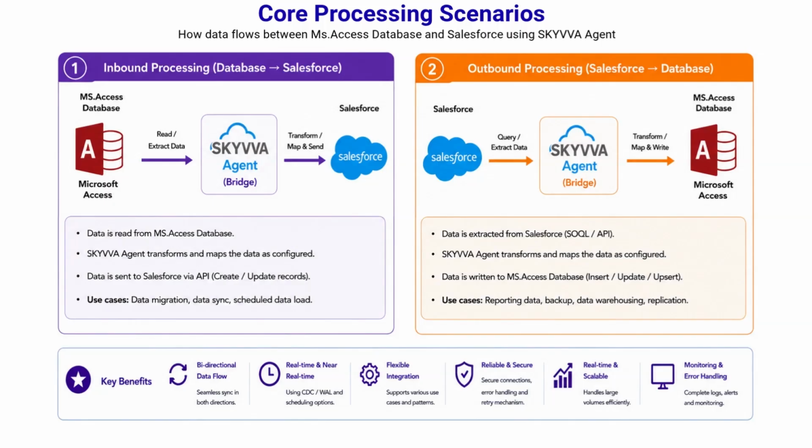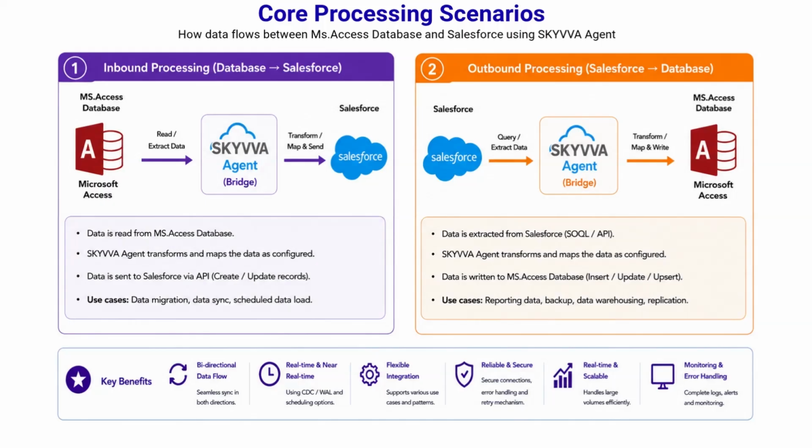Once the data has been successfully processed, the SKYVVA agent writes it securely to the Microsoft Access database. Depending on the integration configuration, the agent can insert new records, update existing records, or perform an upsert operation where applicable. This process enables reliable synchronization of business data from Salesforce to Microsoft Access and is commonly used for local reporting, data backup, offline access, and maintaining synchronized business data in Microsoft Access.